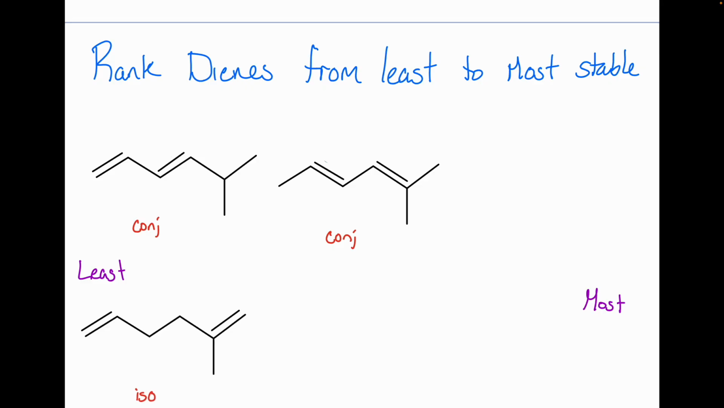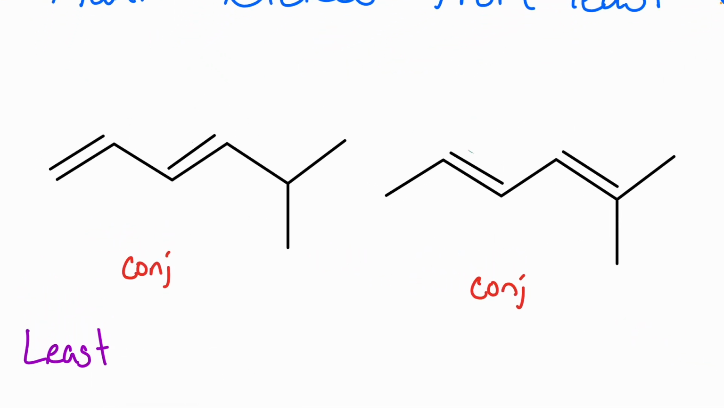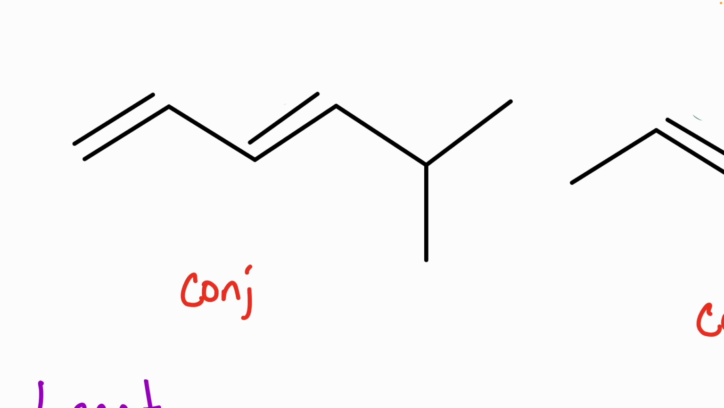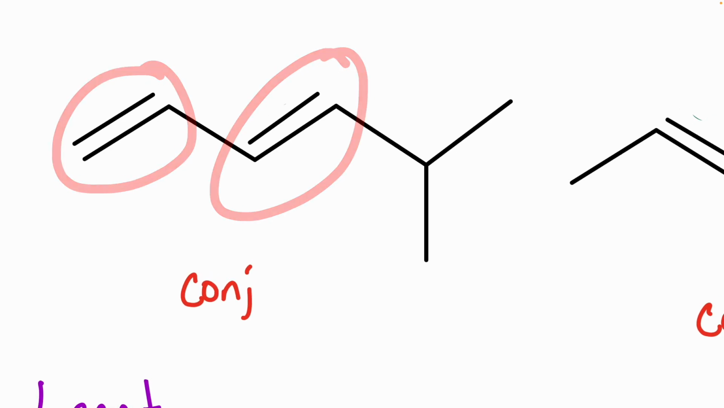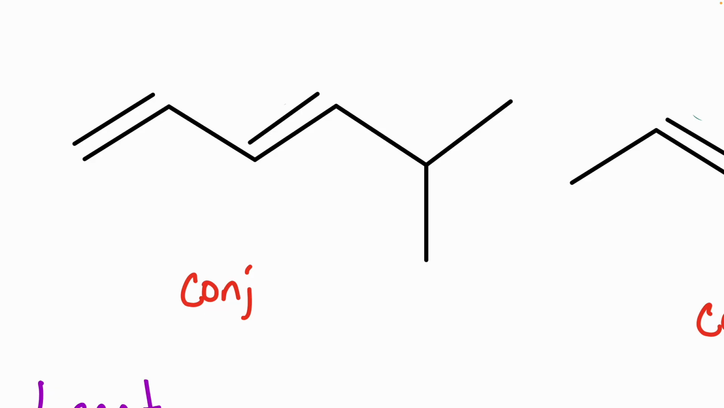My isolated dienes are less stable than my conjugated dienes. But now both of these are conjugated, so I have to look at my degree of substitution. So let's look at this first one here. And we have to classify both of these double bonds here, right? They're both going to have different degrees of substitution.